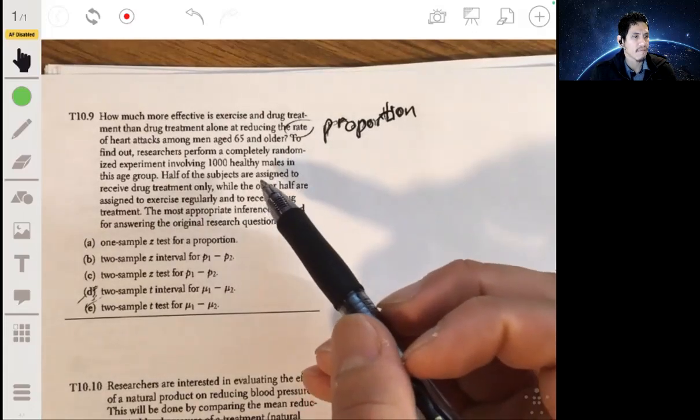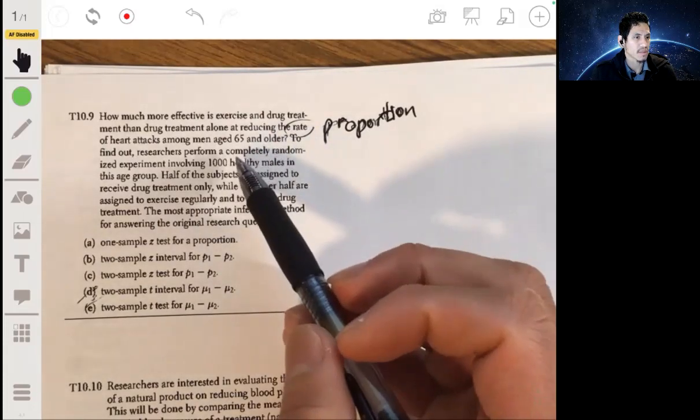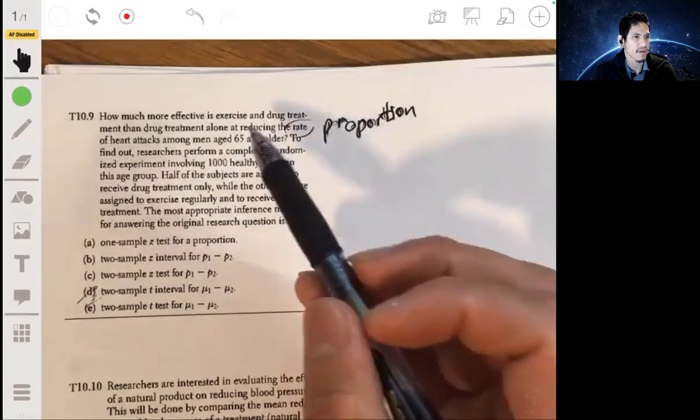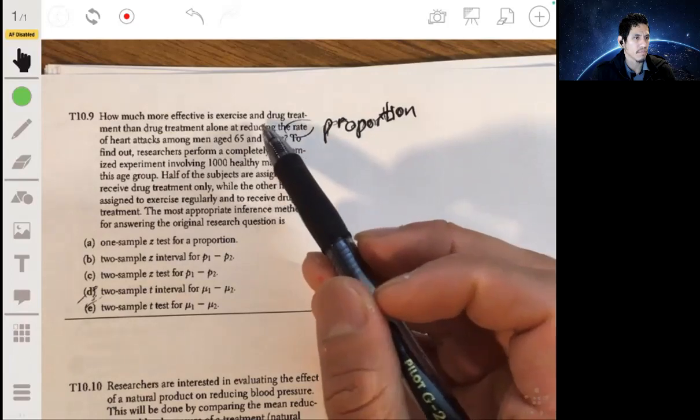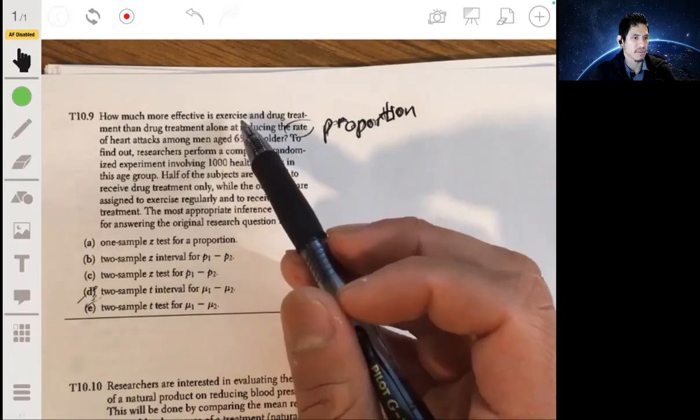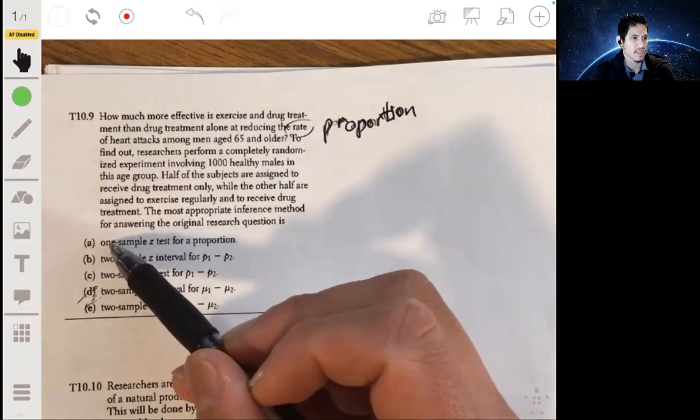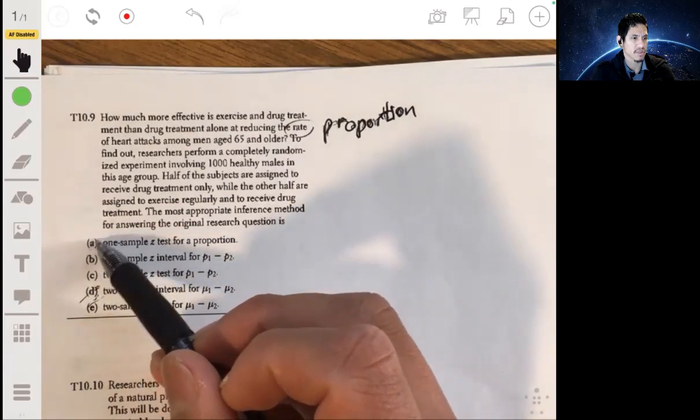Now, we're comparing two treatments: exercise and drug treatment versus just drug treatment. So we have two groups. It's not going to be one sample. We're going to be looking at two samples.